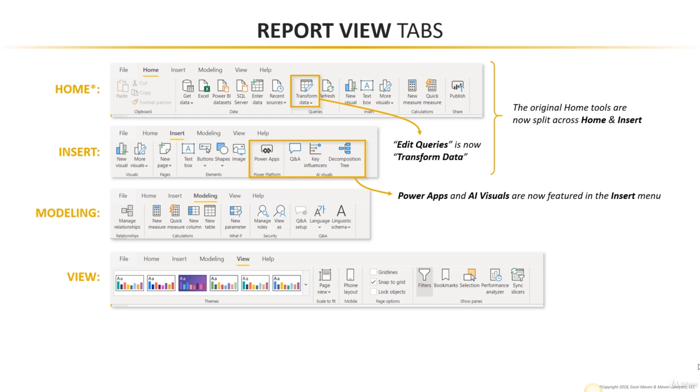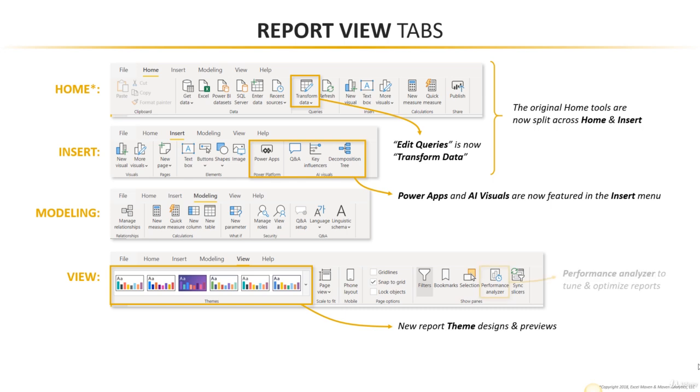Got the View tab. This is where you'll see some differences. Starting with those themes. You can define custom themes, and these previews make it much more intuitive to see how the look and feel of your report will change by selecting these different themes. You might also notice this performance analyzer button that's been kind of surfaced here in the new ribbon. This is out of scope of this course, but it's a great way to help you tune and optimize reports, see how long calculations take to run, visuals take to render, things like that.